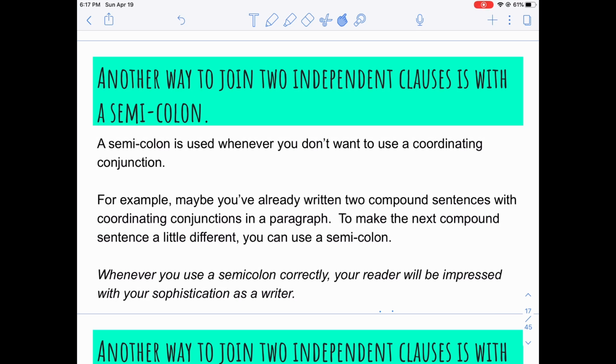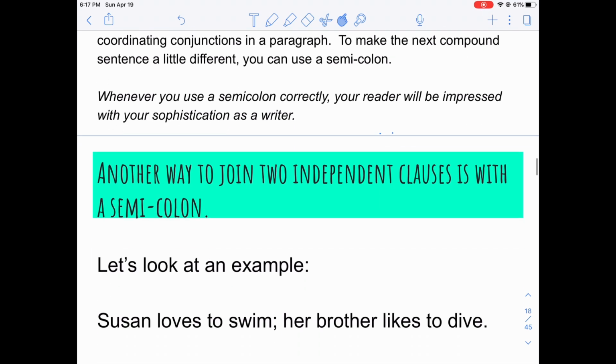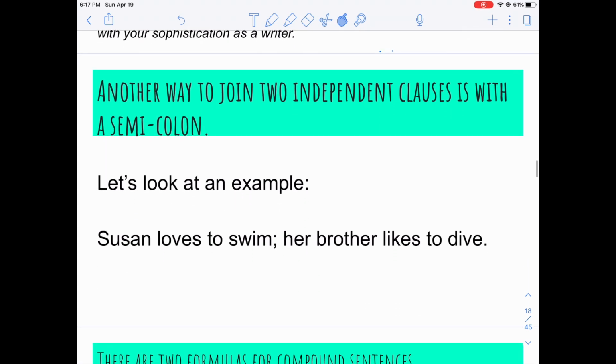Remember, semicolons are like magic. Whenever you use them, everyone's going to think you're a genius, you're very sophisticated, they're going to be so impressed with your writing because they're not that common, but if you use them correctly, they are that impressive.